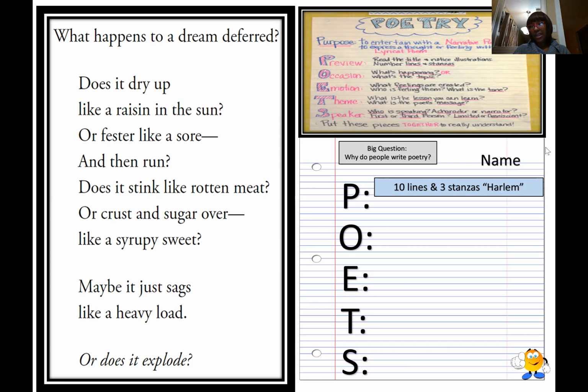Harlem. And this is what Aiden and I worked on yesterday as well. He was able to tell me that we had 10 lines and 3 stanzas, and we know that the title of this poem is Harlem. Perfect. Thank you, Aiden.